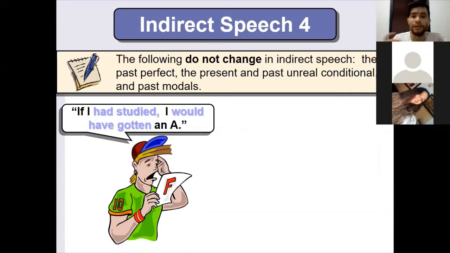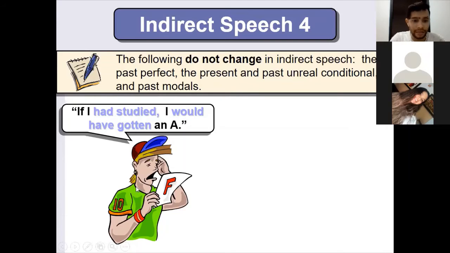Now let's move on with more things that do not change. For example, the following do not change. When you use the past perfect, you know, the reported speech is the same. Past perfect. When you use conditional type 2 and conditional type 3, nothing changes. It's the same. However, in the conditional type 2, you can change it if you want to. All right. I'm going to give you an example now. And finally, for past modals.